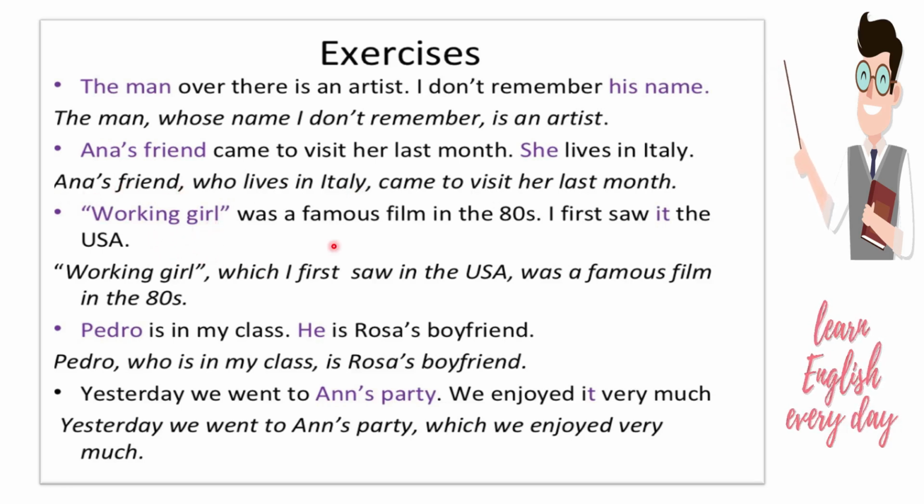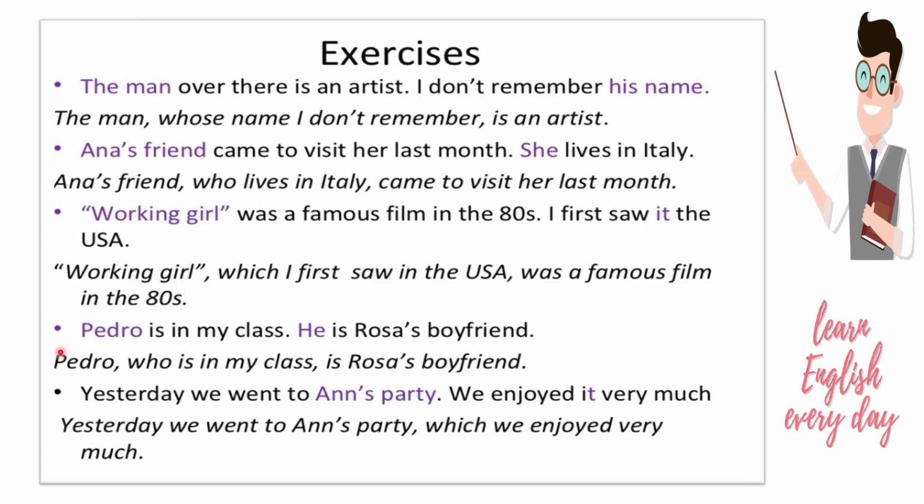Working Girl was a famous film in the 80s. I first saw it in the USA. So it and Working Girl are two similar expressions. So: Working Girl, which I first saw in the USA, was a famous film in the 80s. Which I first saw in the USA is just extra information about Working Girl. That is the reason for placing a comma here and a comma after in the USA.